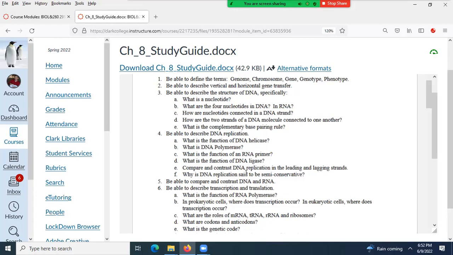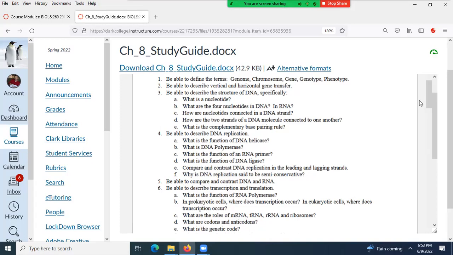Compare and contrast DNA replication between the leading strand and the lagging strand. And then be able to explain why DNA replication is said to be semi-conservative.